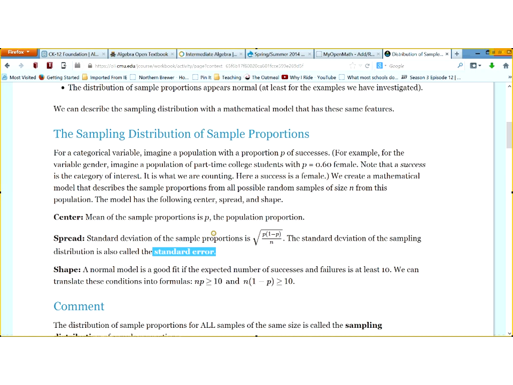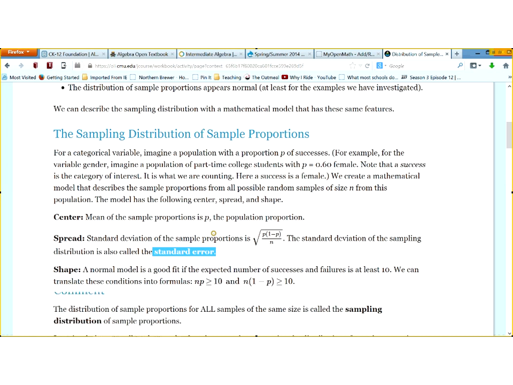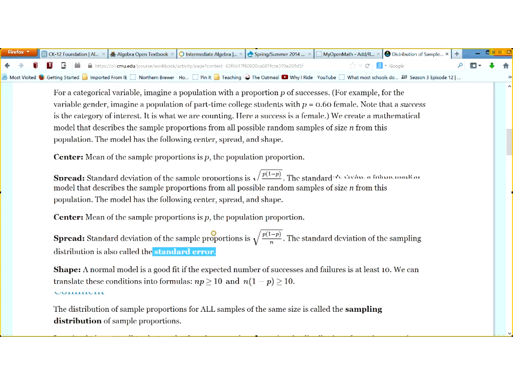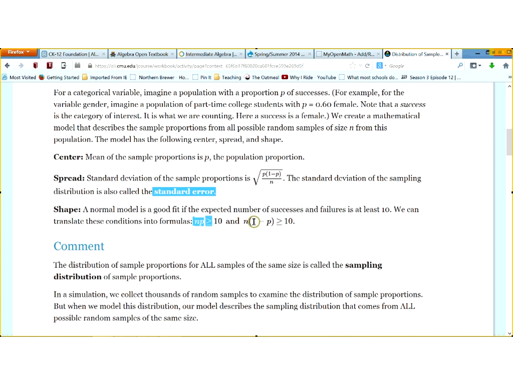And then lastly, this is also key. I noted that there was a bell shape. When does that happen? Well, this is when it happens. np has to be greater than or equal to 10, and then n(1 minus p) has to be greater than or equal to 10. What do those even mean? Well, it says the expected number of successes and failures. If we look back up here, there was 60% females.